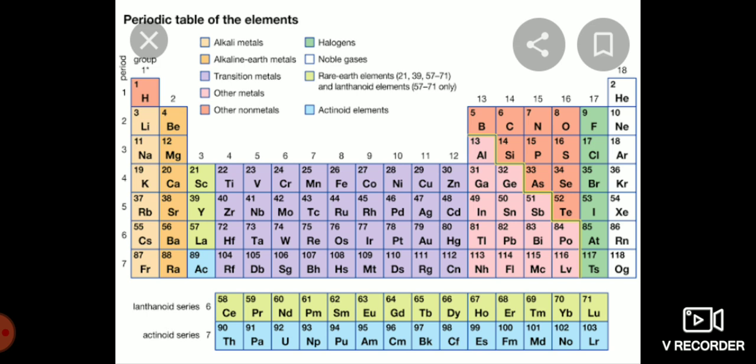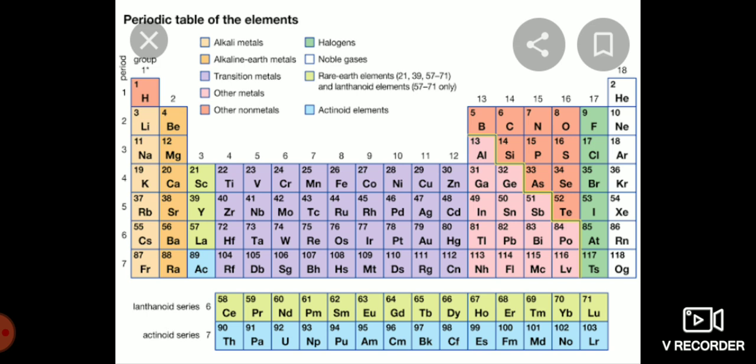These noble gas groups contain the elements helium, neon, argon, krypton, xenon and radon. These elements have a stable electronic configuration, so these elements are stable, because the electrons completely fill the shells in their atoms. So this is the group in the periodic table.